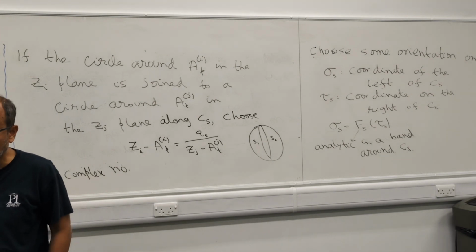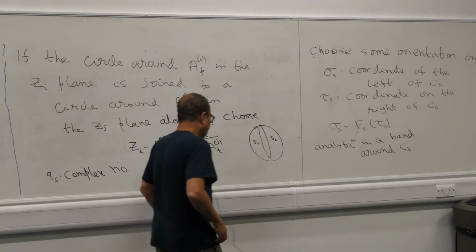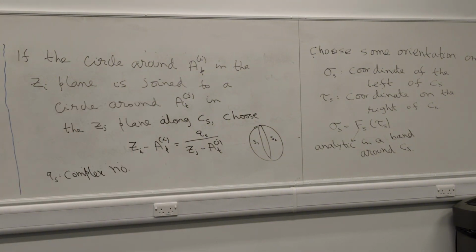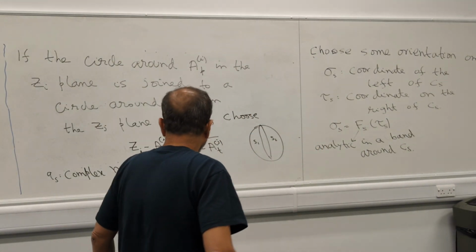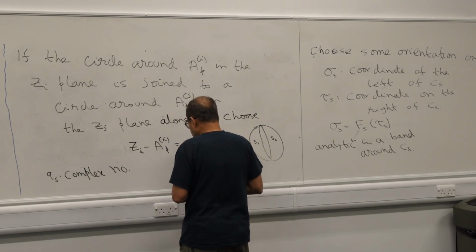So for the common circle, you can of course define it in various ways, but let me do it one way. This is QS. QS will be the parameter.